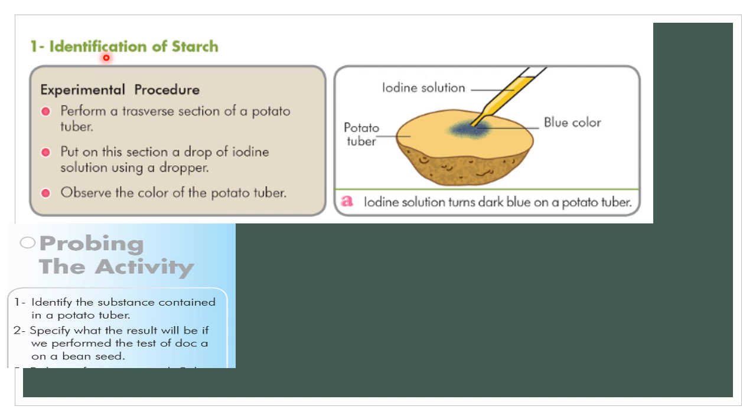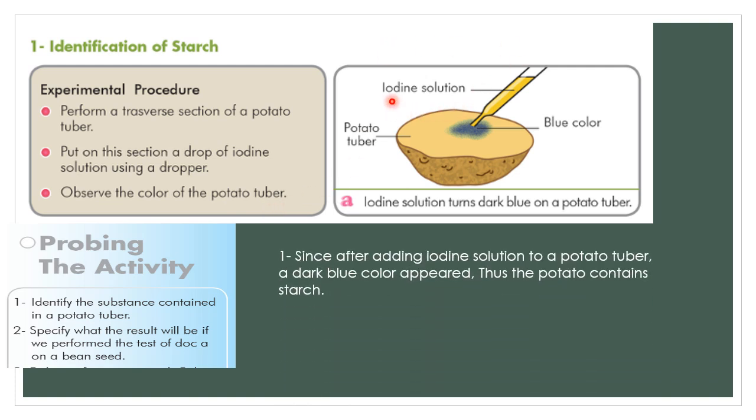Document 1. Identification of starch. The experimental procedure: perform a transverse section of a potato tuber. This is a transverse section. Put on this section a drop of iodine solution using a dropper. We use a dropper to put few drops of iodine solution. Observe the color of the potato tuber. Look here, please. What's the color of the iodine solution in the dropper? It's yellow, or it's yellowish brown. And here the color turns blue. So the iodine solution turns dark blue on a potato tuber.